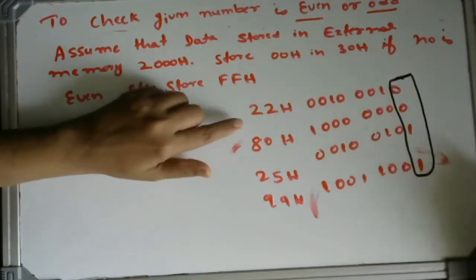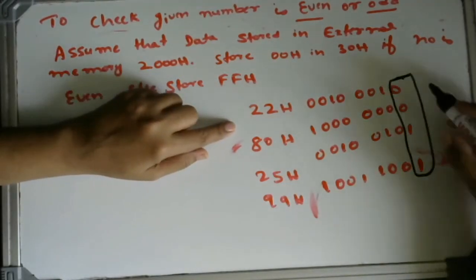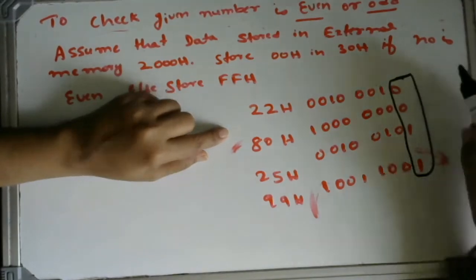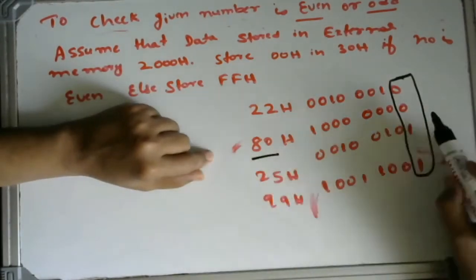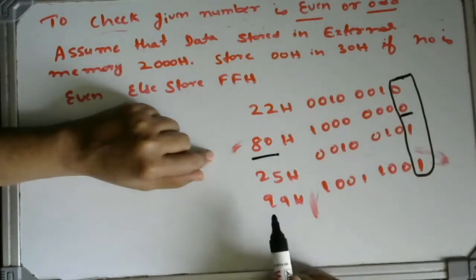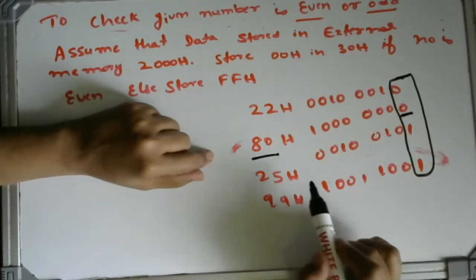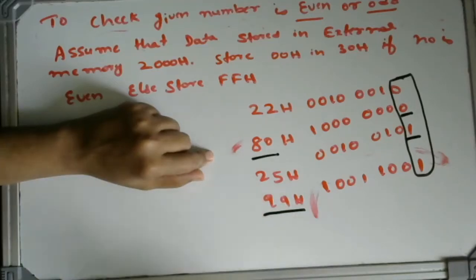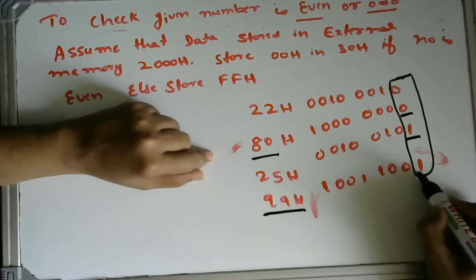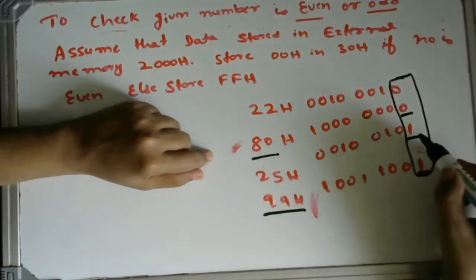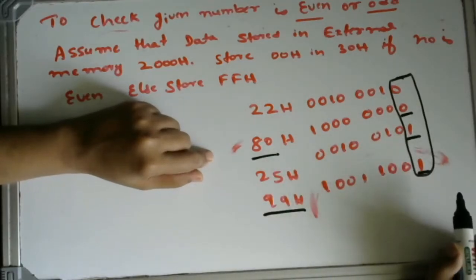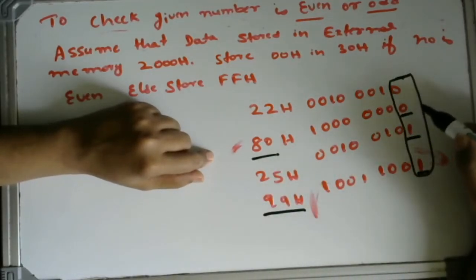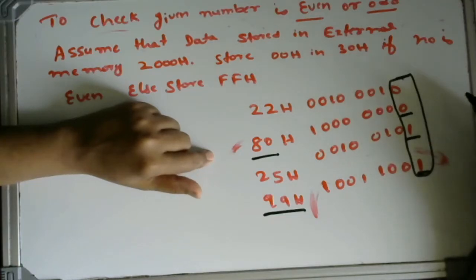Now we know that 22H is an even number, so the LSB bit is 0. 80H is an even number and the LSB bit is 0. 25H is an odd number, so the LSB bit is 1. And 99H is an odd number, so the LSB bit is 1. So what we can conclude from this is that if we check the LSB bit, we can find out whether the number is even or odd.